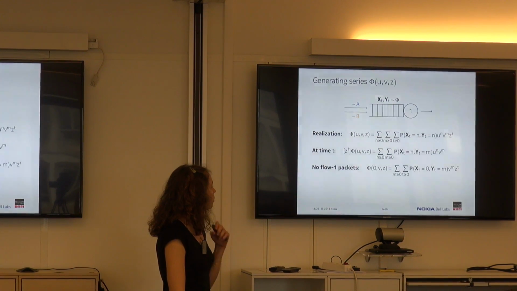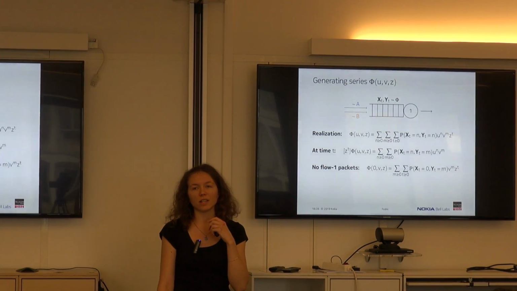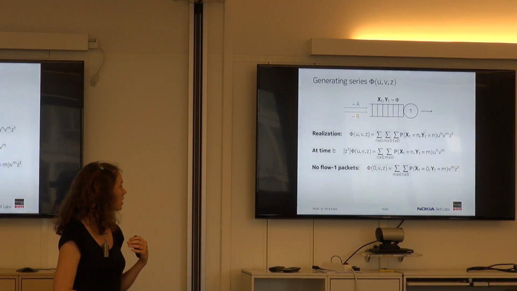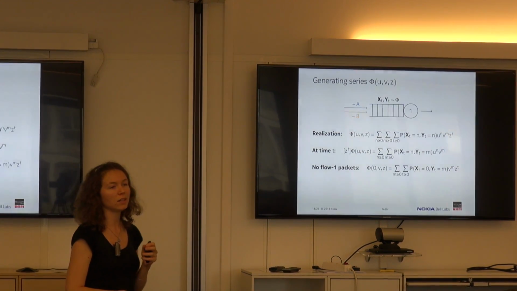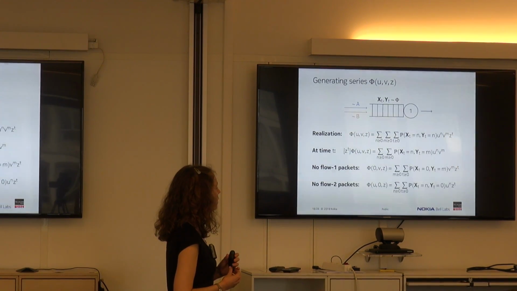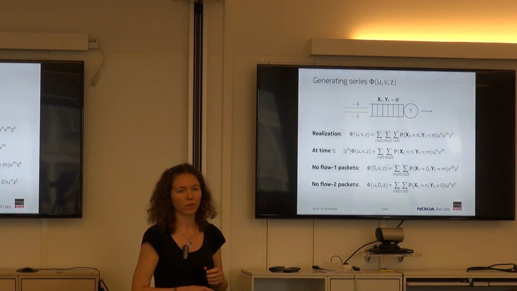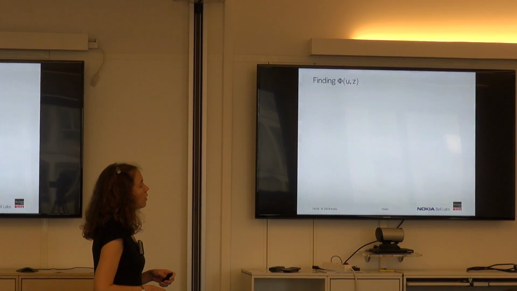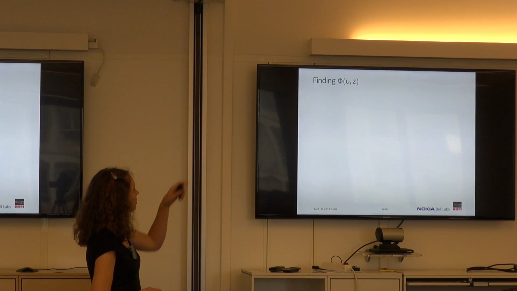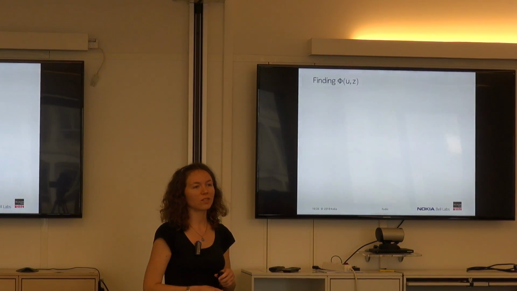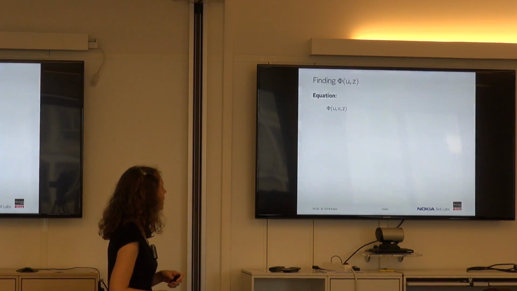Now, if you want to look at the realizations where you don't have any packets from flow 1, that's simple. You just have to take phi of 0, v, z. So you just cancel the variable that corresponds to flow 1. And similarly for flow 2. So doing that, we do the same procedure. We find an equation that is satisfied. Sorry, there's a typo. It's phi of u, v, z. So we find an equation that is satisfied by phi of u, v, z.